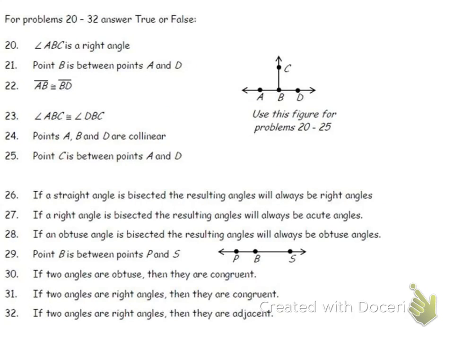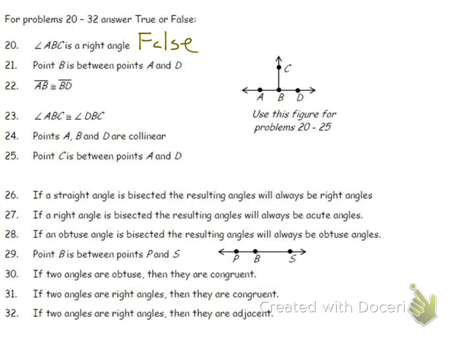For 20 through 32, it's going to be a true or false statement. And we have to be careful here because we can only use the information they give us. So, looking at the picture here, ABC is a right angle. Now, although it looks like a right angle, we don't know for sure. So we have to say false. And it's not so much that it's false, it's more the case of we just don't have enough information.